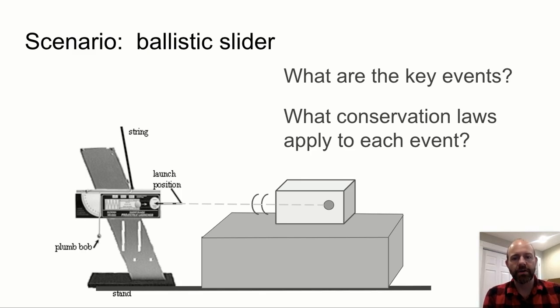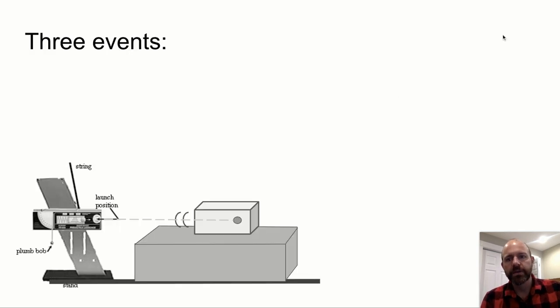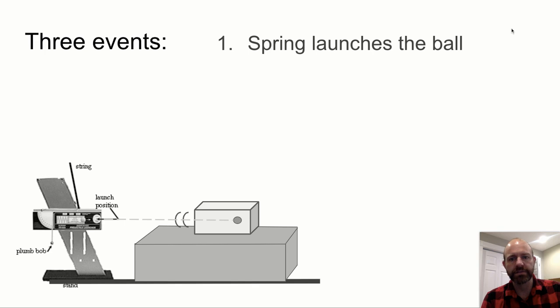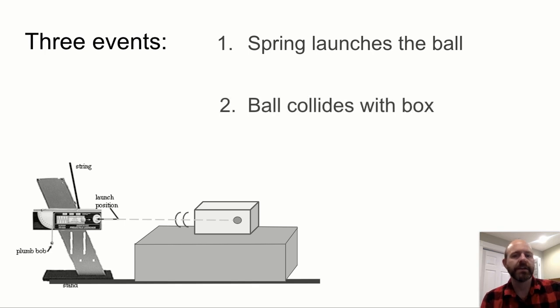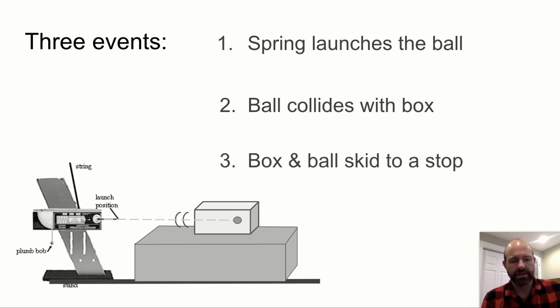The key events: there's kind of three we could talk about. There's the launch itself, whatever goes on inside the launcher, but that's hard to understand because we can't take it apart. So really the first event is that there's an impact between the two objects. And then once they're together, they slide across the table. So the first event is the spring launches the ball. The second event is the ball collides with the box. The third is the box and ball skid to a stop.